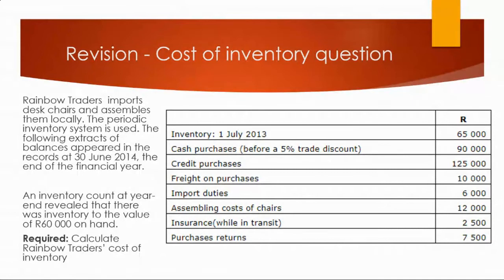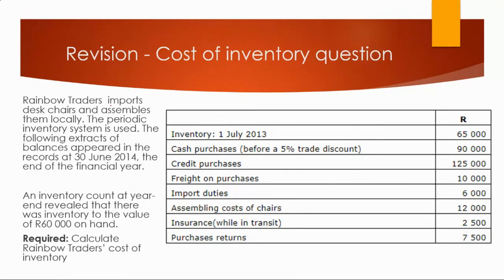Okay, so the question says Rainbow Traders import desk chairs and assembles them locally. The periodic inventory system is used. The following extract of balances appear in the records as at 30 June 2014, the end of the financial year. An inventory count at year-end revealed that there was inventory to the value of 60,000 on hand. Calculate the Rainbow Traders cost of inventory. Okay, so let's quickly go through the information together and see what was vital.